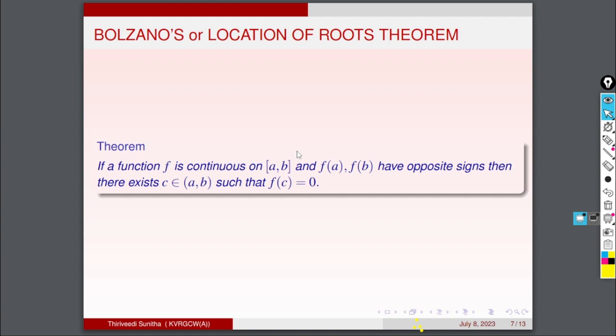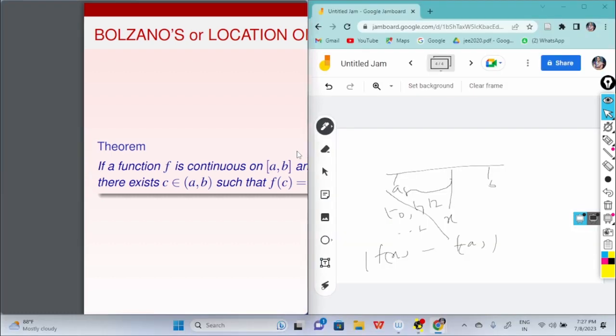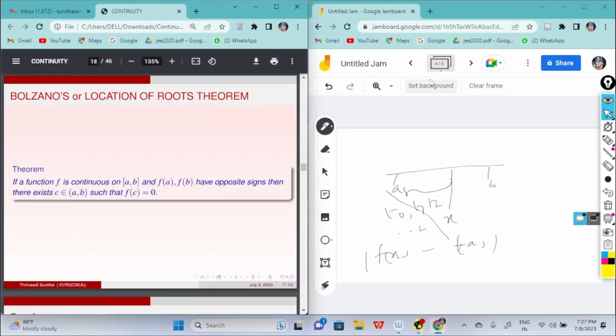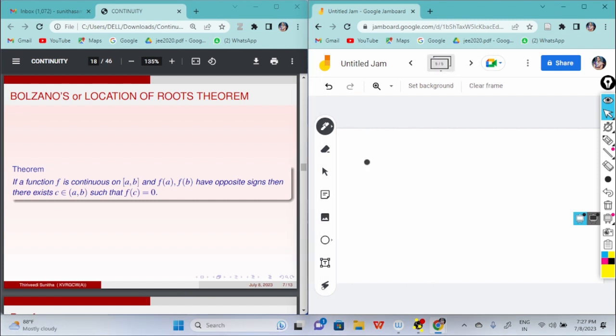First we have to understand the statement clearly. See, what is the statement given here? First we have given that f is continuous on closed interval [a, b], and another one given, f(a) and f(b) are on opposite sides.